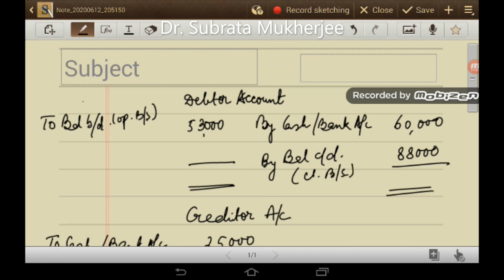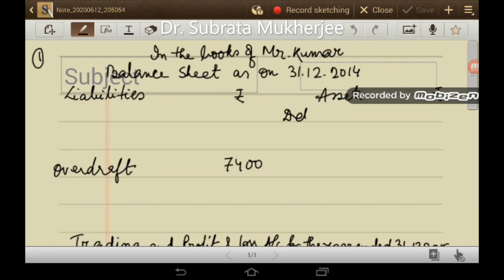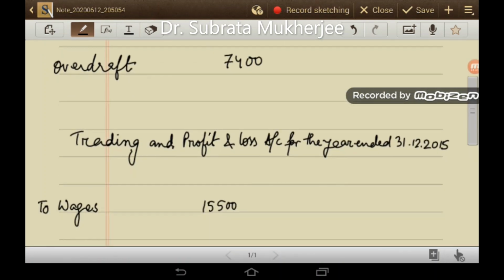The difference in the debtor account represents the credit sales. So this is credit sales, and this balance is 95,000, with both side totals 1,48,000. I will write the 53,000 in the opening balance sheet and 88,000 in the closing balance sheet. I am writing the opening balance of debtor, 53,000. Then in the trading account I am writing the credit sales, by credit sales, which I found from the debtor ledger, 95,000.